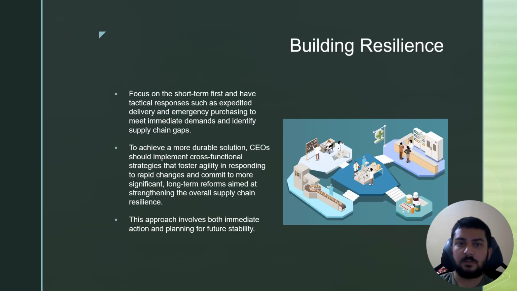Building resilience. Companies should focus on the short term first and have a tactical response, such as expedited delivery and emergency purchasing to meet demands. And to achieve a more durable solution in the long run, CEOs should implement strategies that foster agility in responding to rapid changes and commit to more significant long-term reforms. This approach involves both immediate action and planning for future stability.